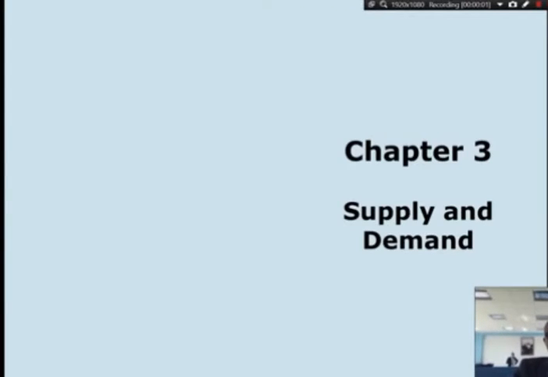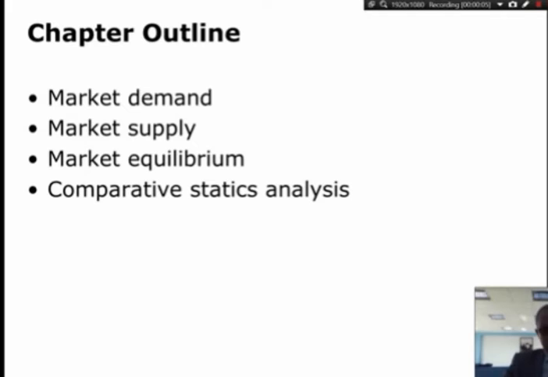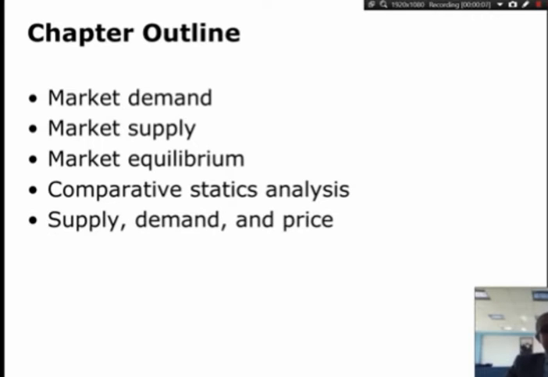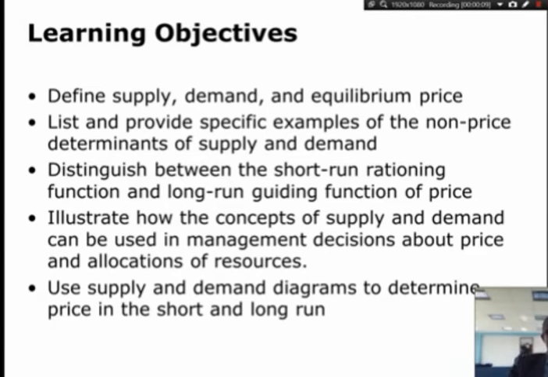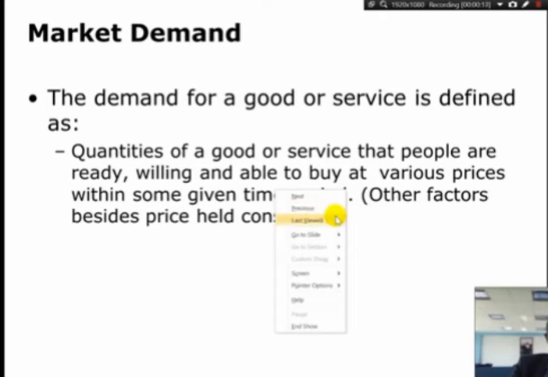Chapter 3, we talk about supply and demand. In this chapter, we talked about supply, demand, equilibrium, comparative statics, and pricing. These were the learning objectives, and we start with market demand. We said demand, the key words on this slide is what? What are the key words?